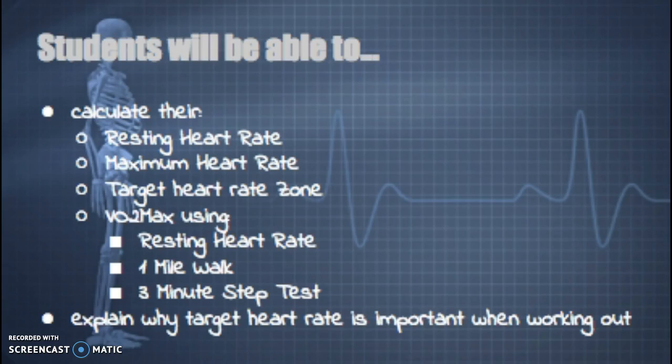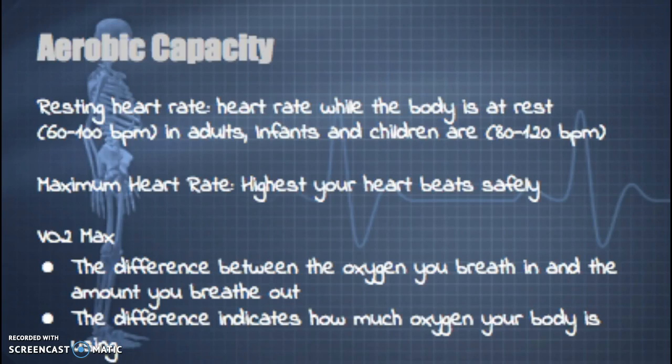By the end of today's lesson, you should be able to do several things. You should have calculated your resting heart rate, calculated your maximum heart rate, your target heart rate zone, and calculated your VO2 max using your resting heart rate, 1 mile walk, and the 3 mile step test. Okay, so I just threw a new term out to you guys, VO2 max.